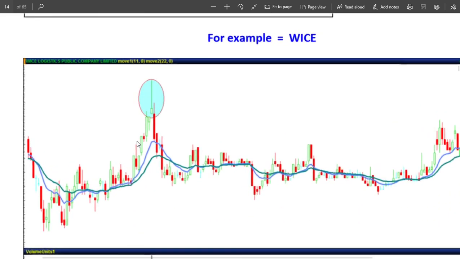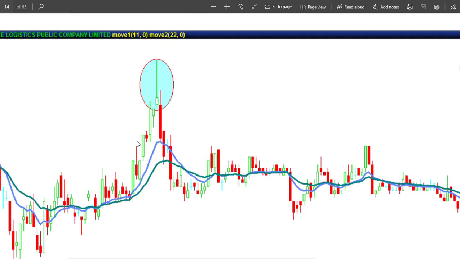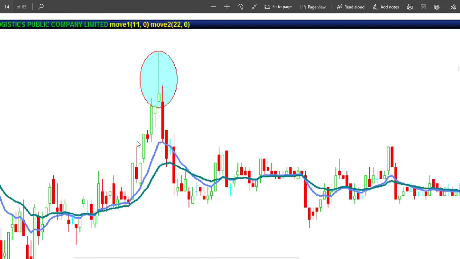Now for example, you can see this shooting star. Price went this high, then got to this point, then sellers pushed the price down from this height down to this point. So when it got here, it closed like this. This is a very clear indication that price is about to drop massively because there's a whole lot of sellers in the market at this moment.